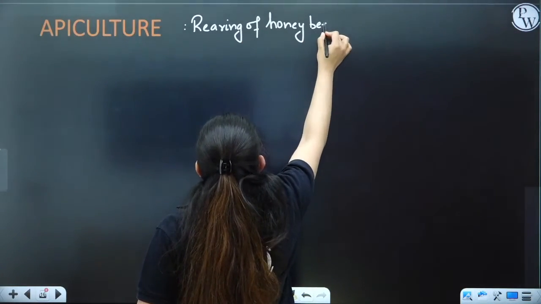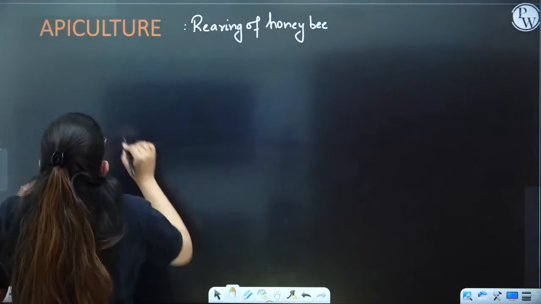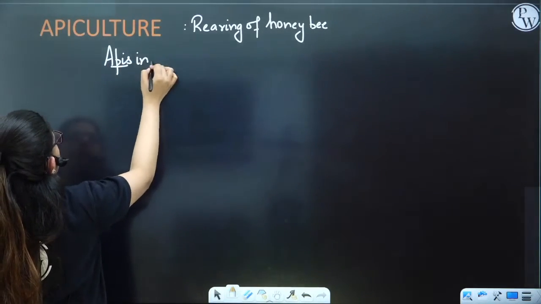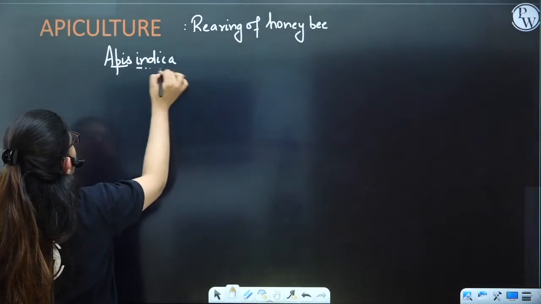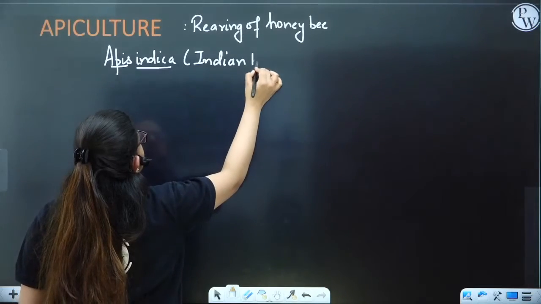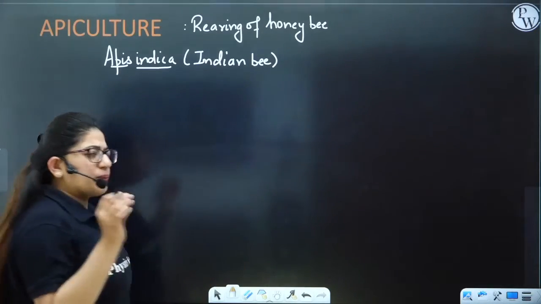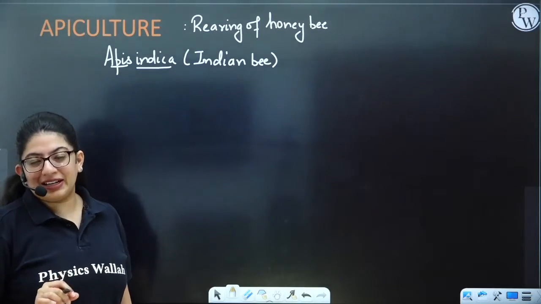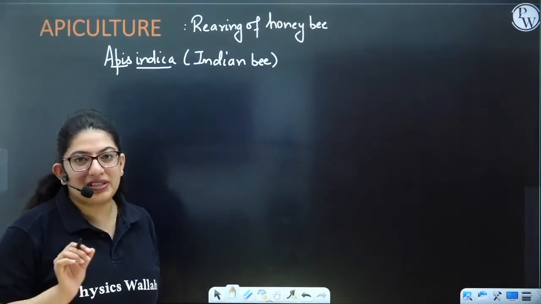So what are the honey bees that we know are the famous ones, right? The most common one in India is Apis indica. That's the Indian bee. So if the question arises, which is the most common honey bee in India, you will say Apis indica.